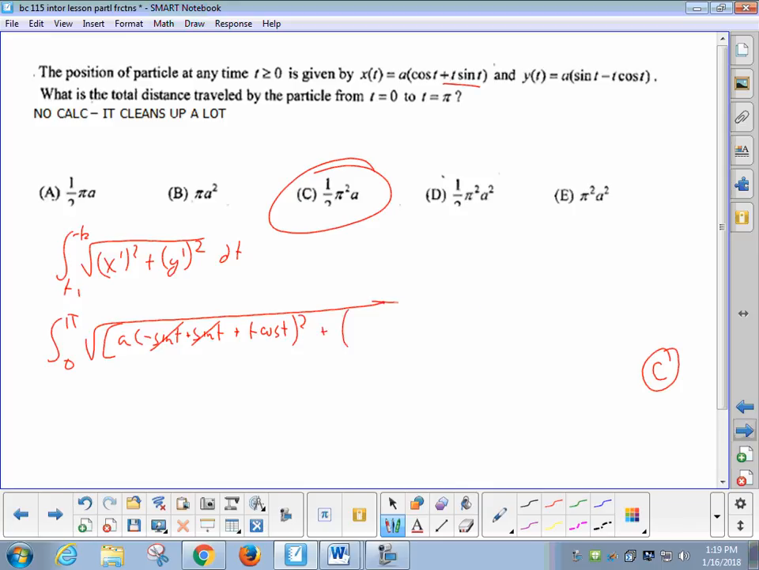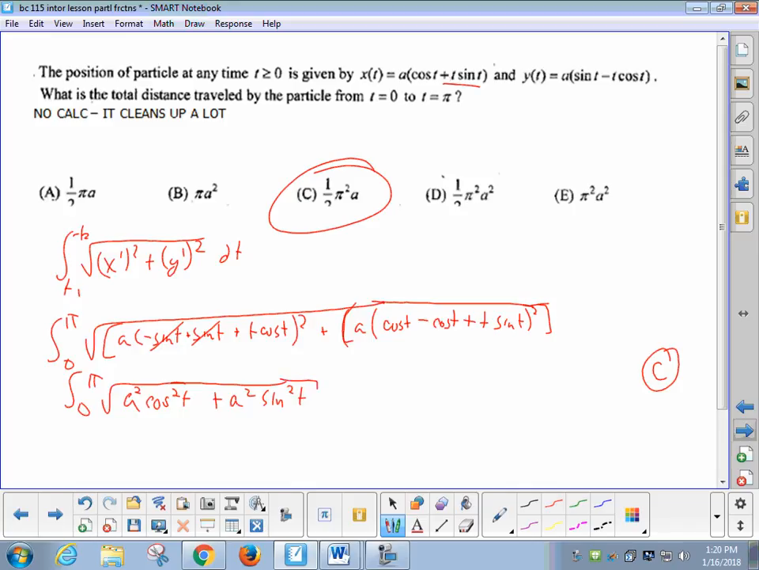Okay? Now, y prime. A. Derivative of sine is cosine. What's the derivative of negative t cosine t? Let's start with the derivative of the cosine, or the t is just 1, so that's negative cosine t, and then plus t sine t, all squared. Okay, so that amounts to the integral from 0 to pi of a squared cosine squared plus a squared sine squared.